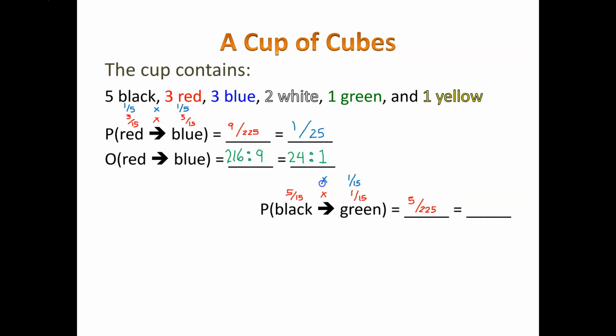And then 5/15, 5 divided by 5 is 1. 15 divided by 5 is 3. 1 times 1 across the top is, of course, 1. And 3 times 15 across the bottom is 45, which is the same as if we had simplified this. 5 divided by 5 is 1. 225 divided by 5 is 45. So the probability of pulling out a black, putting it back in, shaking the cup, pulling out a green is 1 out of 45. How do we turn that into odds?